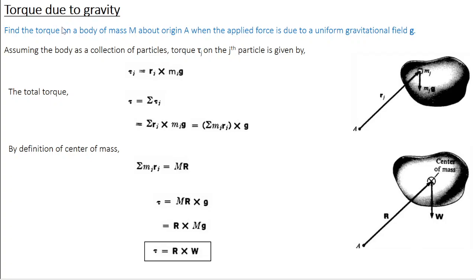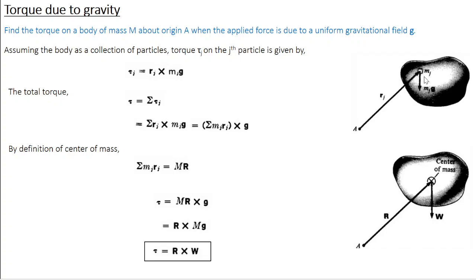And what's the expression for that? So let's solve a problem. Find the torque on a rigid body of mass m about origin A when the applied force is due to a uniform gravitational field g. So we have a rigid extended body. It's going to be difficult to analyze the body as a whole. So what we do, we assume that it's made of a large number of particles, and we are going to analyze each particle one by one.